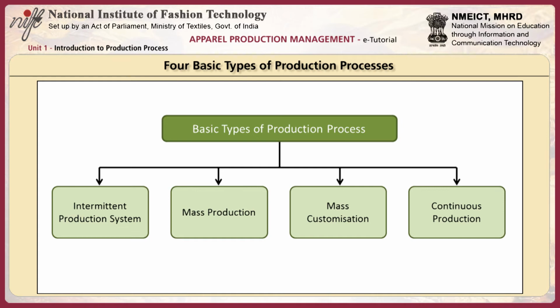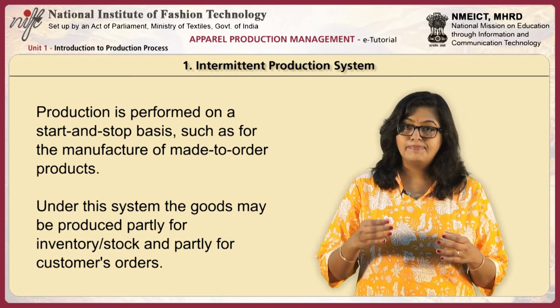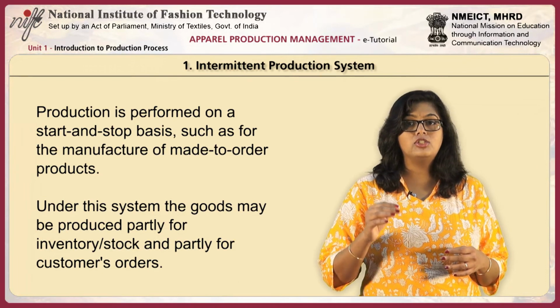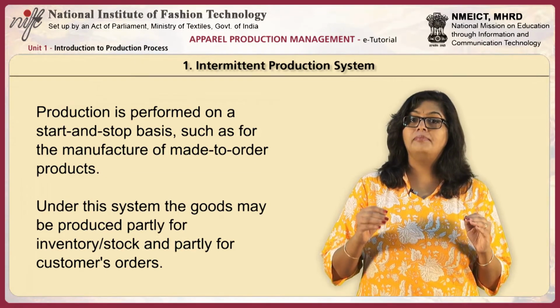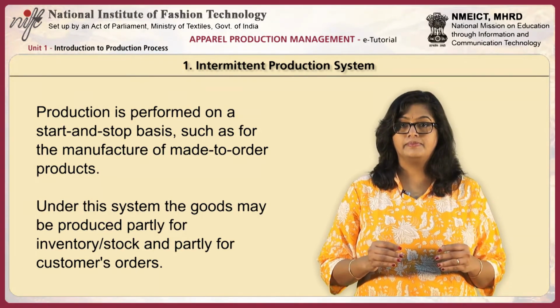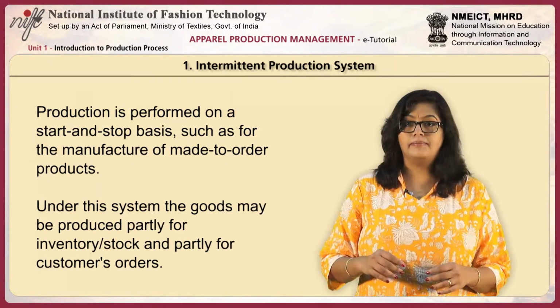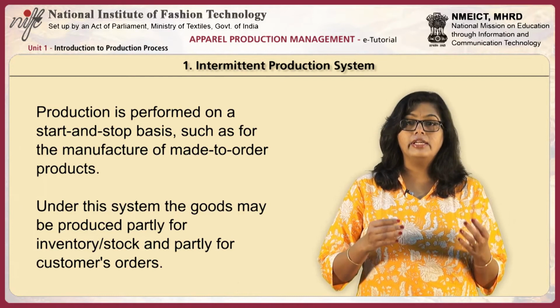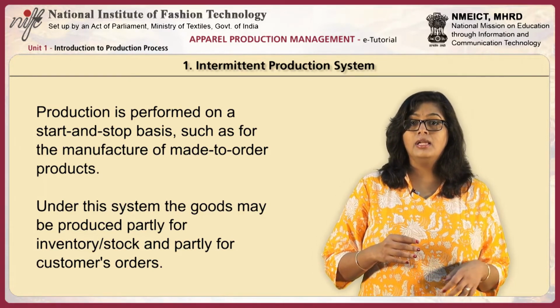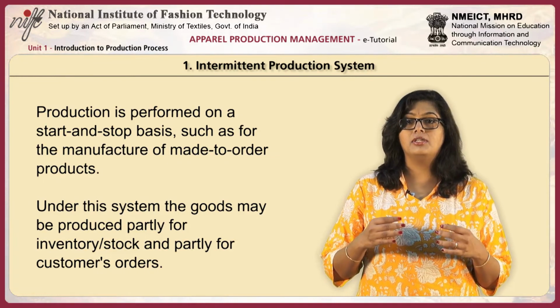Let us have a look at each of these now. First, we will be looking into intermittent production system. Production is performed on a start and stop basis, such as for the manufacture of made-to-order products. Under this system, the goods may be produced partly for inventory or stock and partly for customer orders.